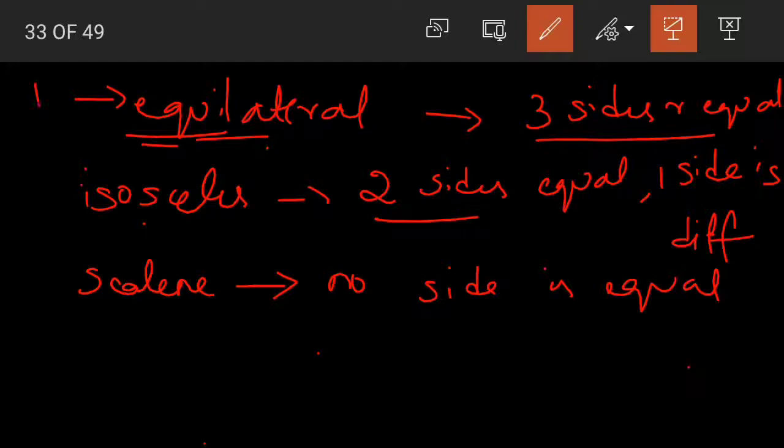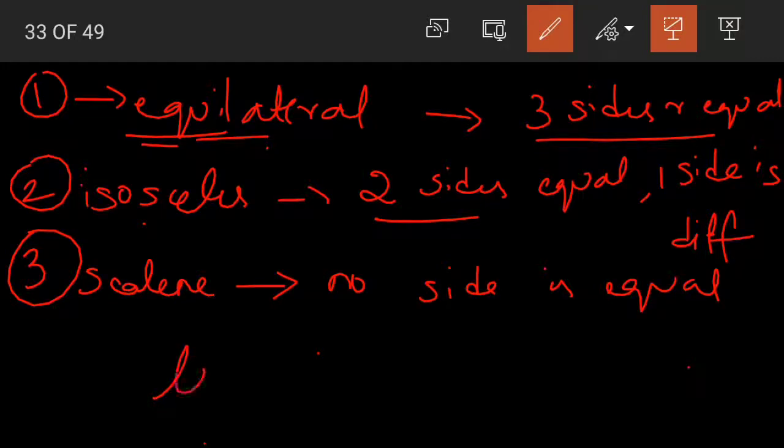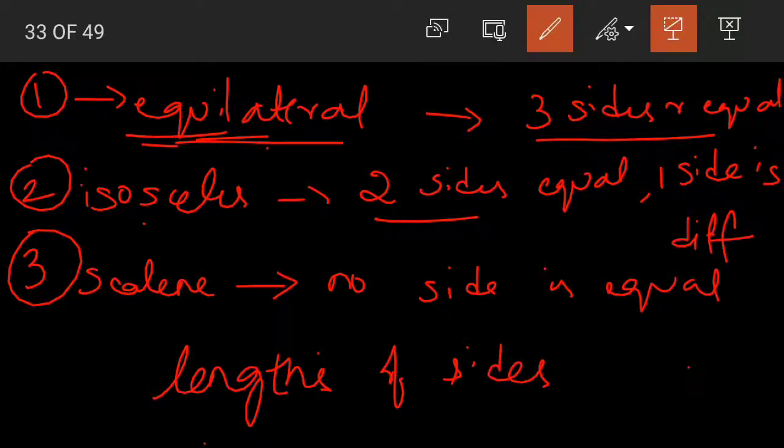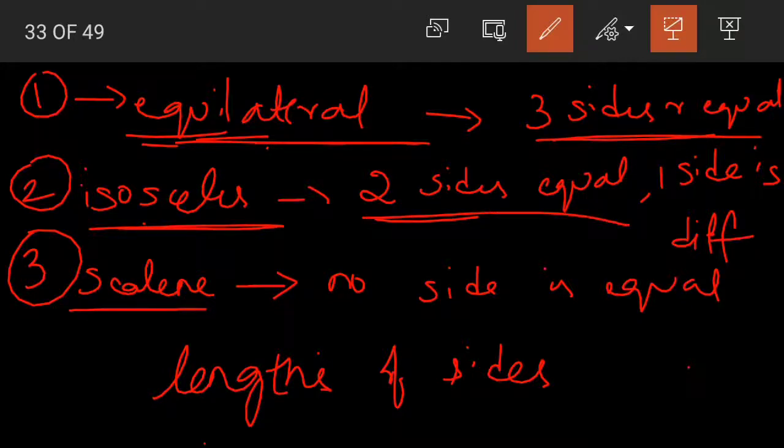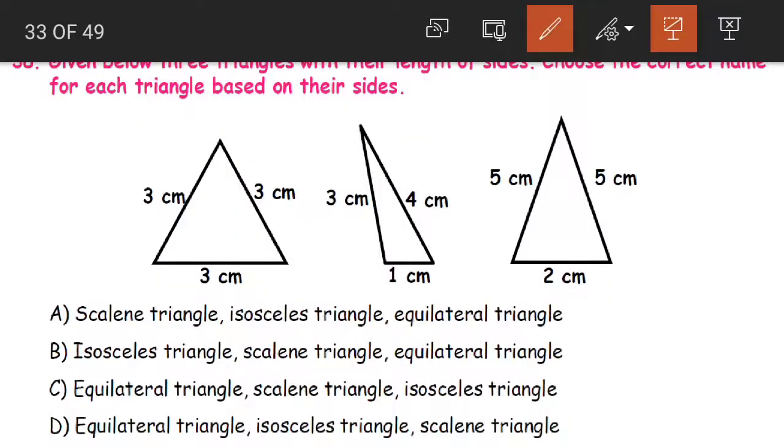So these are the three types, 1, 2, 3, depending on the lengths of the sides, children. Depending on the lengths of the sides of a triangle, we can categorize triangles into three types: equilateral, isosceles and scalene triangles. Equilateral, three sides are equal. Isosceles, only two sides are equal. And the last one, no side is equal. All three sides are different from one another.